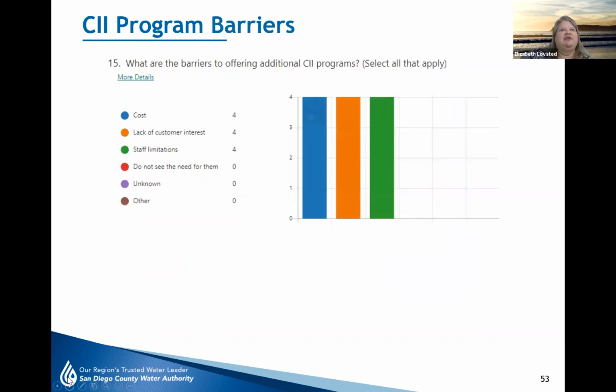And then barriers for offering additional CII programs: cost, lack of customer interest, and staff limitations. So kind of what we saw in the survey we just did. Next slide.